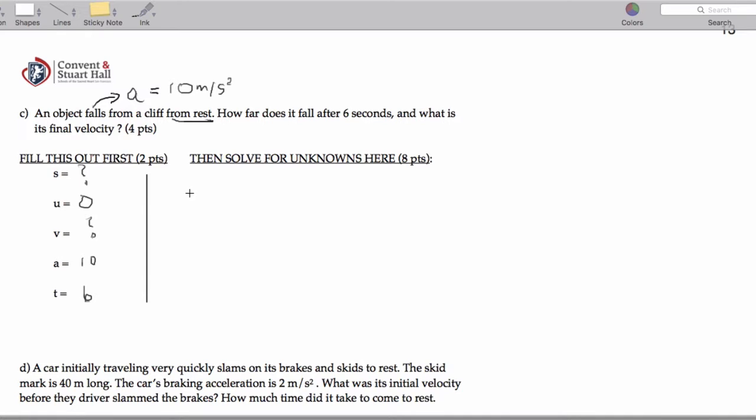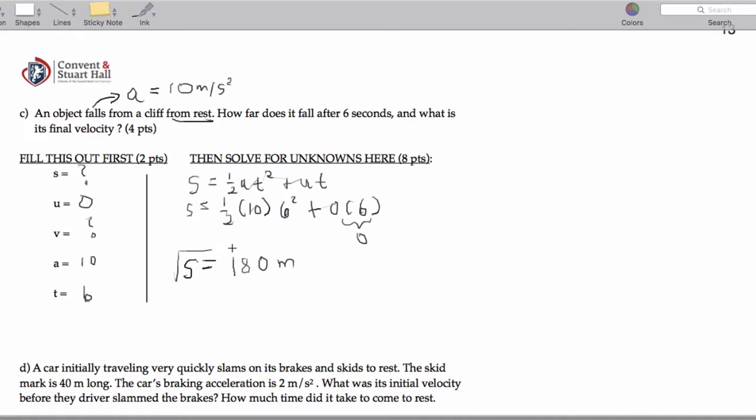So let's get how far it falls. So s is 1/2 at squared plus u times t. That's s is 1/2 times 10 times 6 squared plus 0 times 6, so that's 0. So I'm going to end up getting s is, when I put this in my calculator, 36 times 5, which is 180 meters.